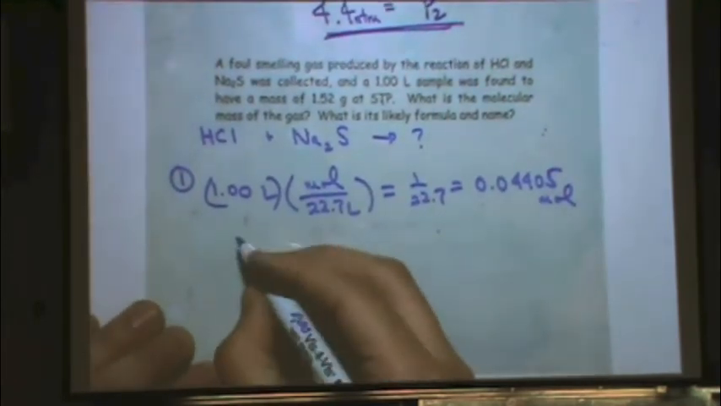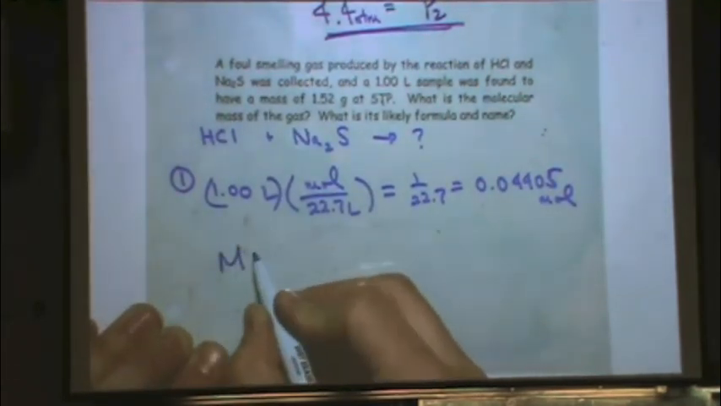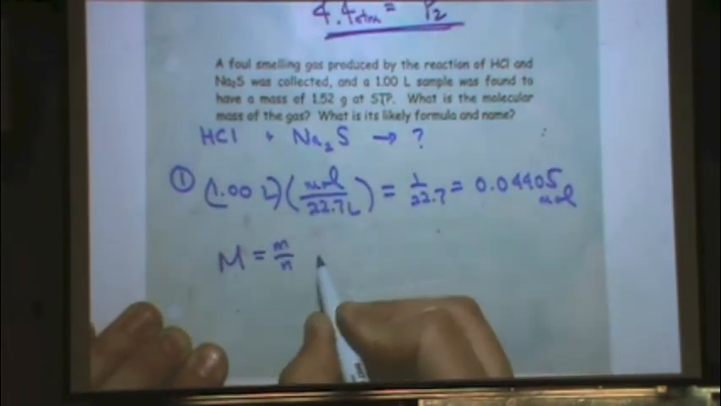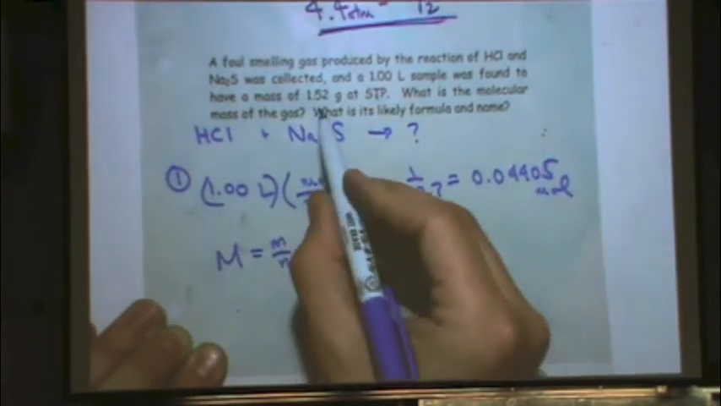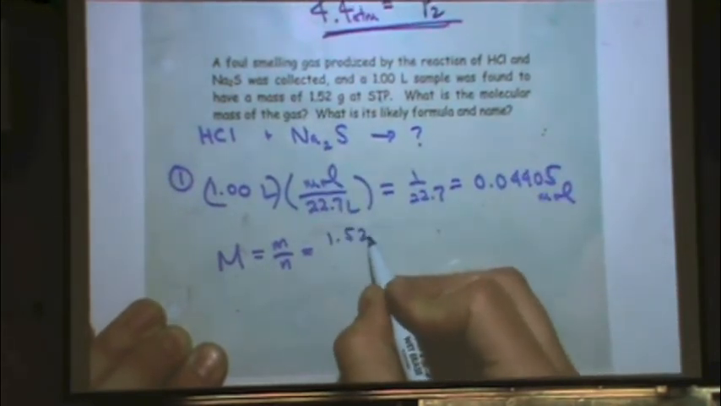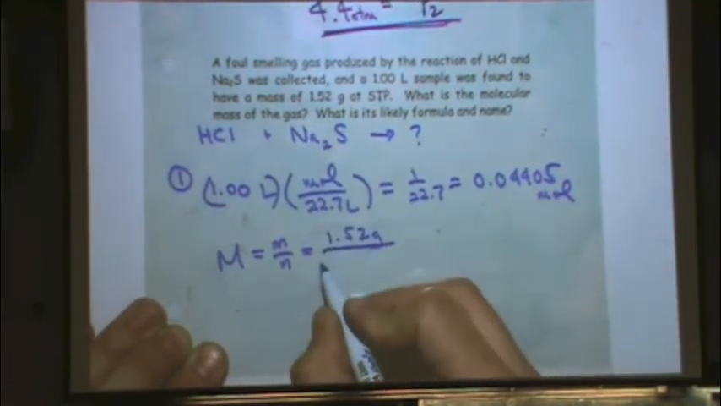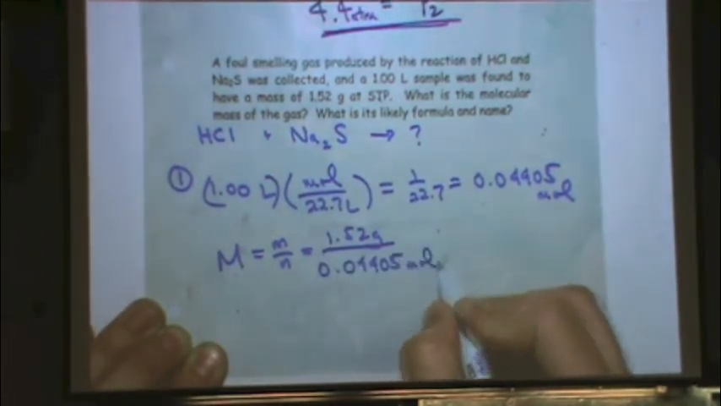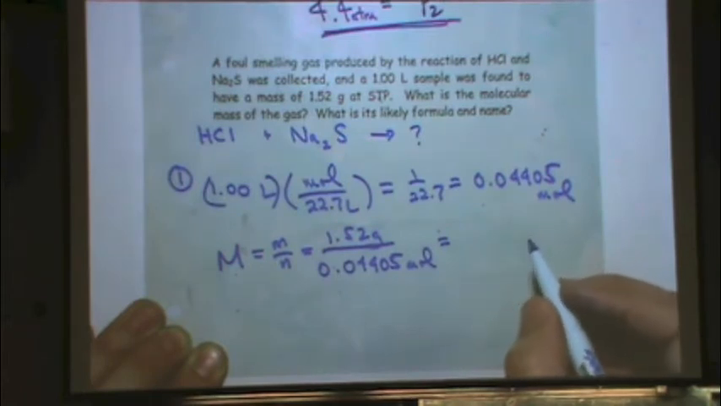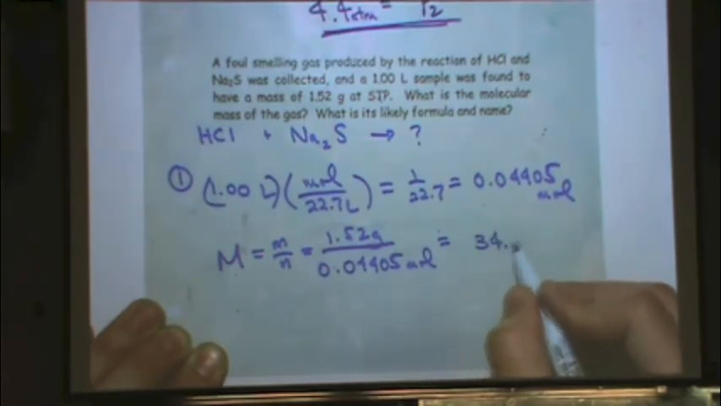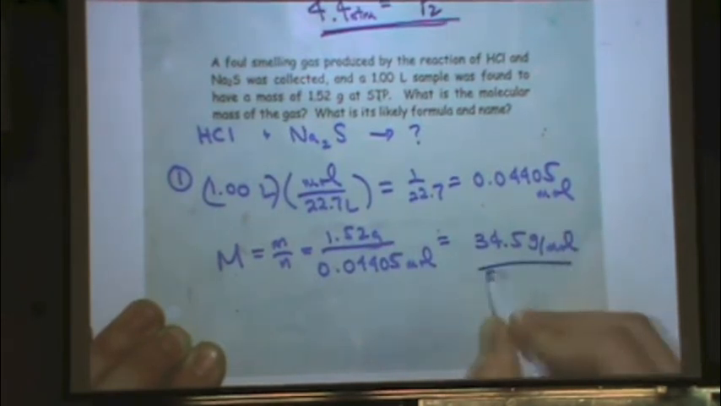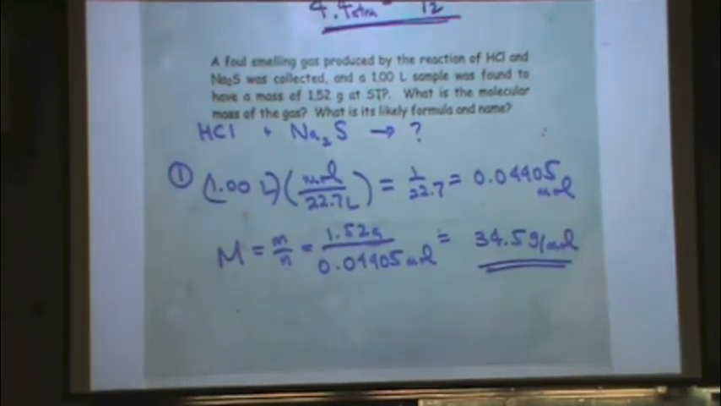I need to know the molecular mass of the gas. Let me write that out. So the molar mass or molecular mass is mass over moles. I know moles, and mass is given, 1.52. So you go 1.52 grams, given in the question, divided by what I just found. And this turns out to be 34.5 grams per mole. There we go. So there's 1 way to solve the problem. Let's look at a different way to solve this problem.